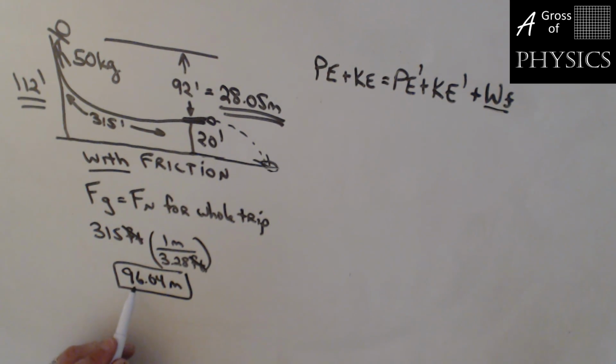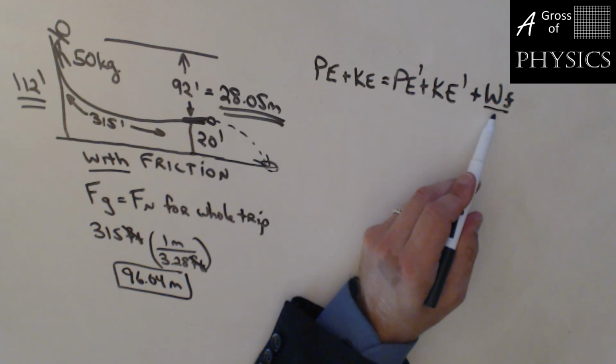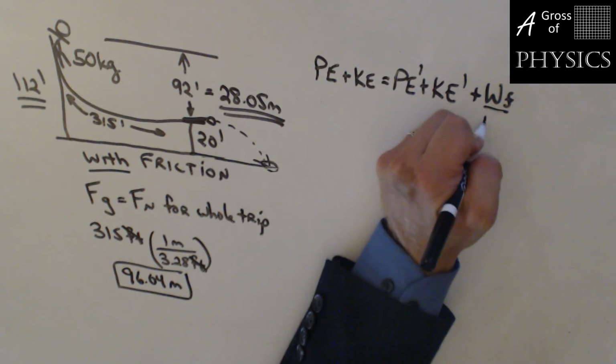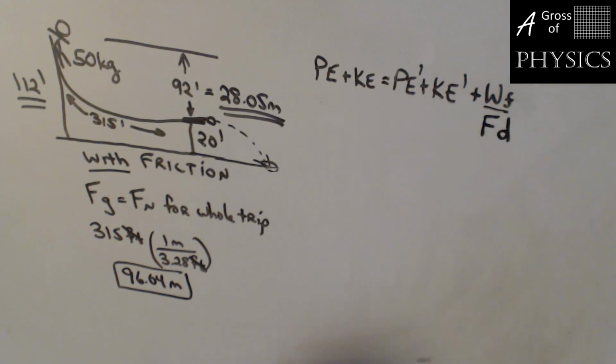Now, if we go back to this part of the equation, remember, work done by friction means it's friction times the distance. Work is force times distance. So how do we find friction? Well, friction is mu Fn. We need to know what gravity is first. Force of gravity is 50 times 9.8, and that's 490 newtons, which for this problem we're going to assume is the same for the whole trip.